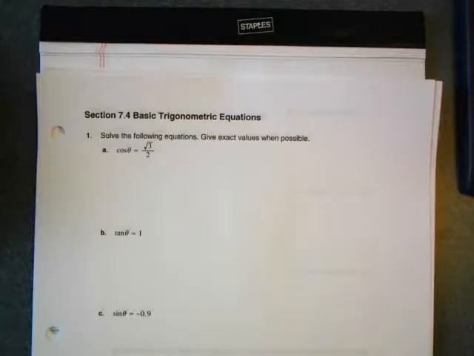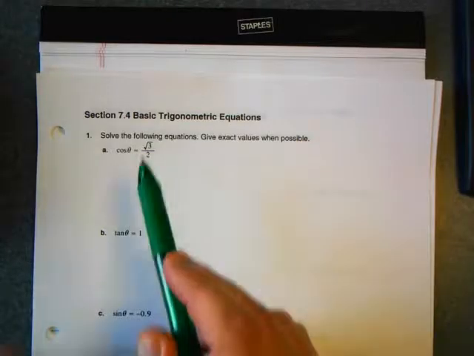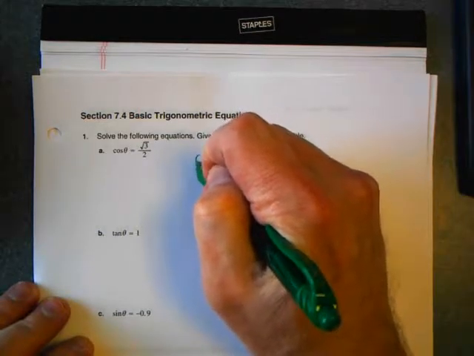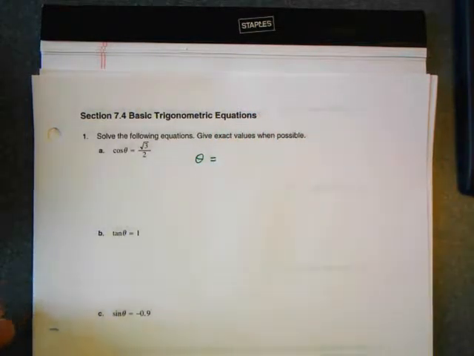Alright, so part A. Cosine theta equals square root of 3 over 2. Solve, give exact values when possible. Is that one of the ones we've memorized? Is that one of our famous ones on our chart? Yes. So theta is? That is correct. It is the inverse cosine of square root of 3 over 2.